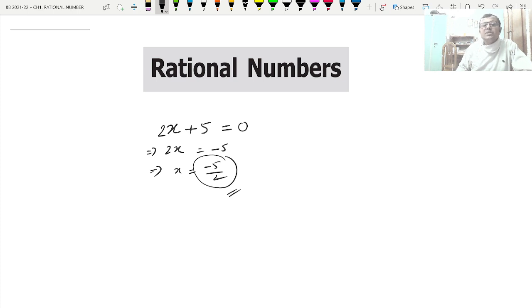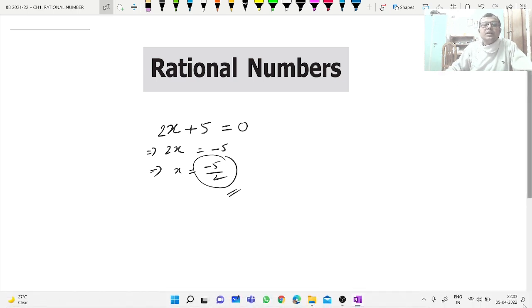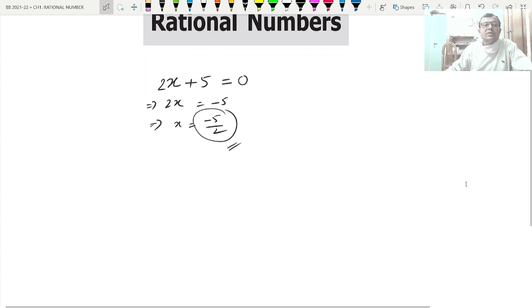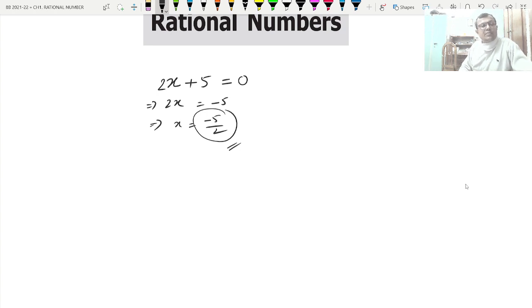Now, how to define a rational number? Okay, how will you define the rational number? So while solving this equation, we got a different type of number. So this type of numbers are called rational numbers. Now, what is a rational number?